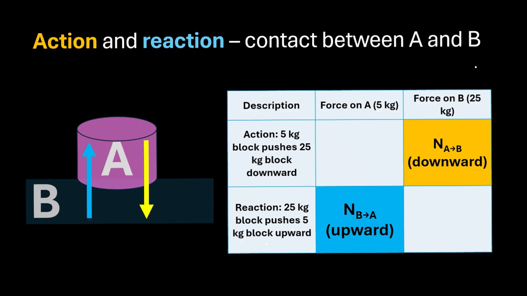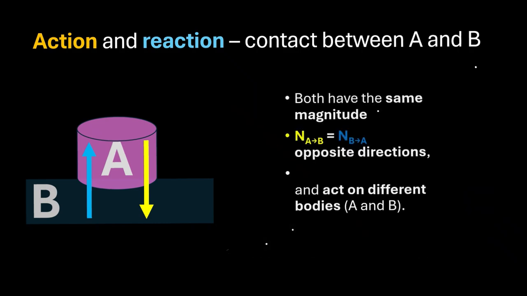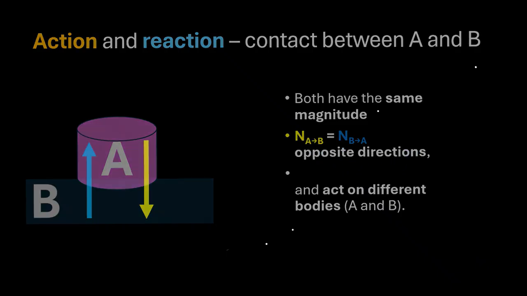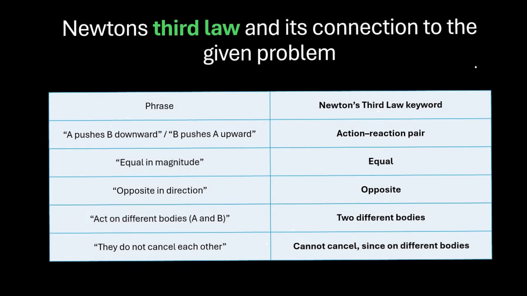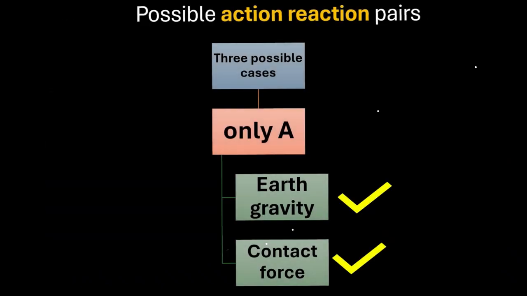Now, as I said, the magnitude would be the same, but they will have opposite directions and they act on different bodies, A and B. Now, again, why is this important? Because this matches with every keyword present in Newton's third law. Action reaction, equal, opposite, acting on two different bodies, cannot cancel. Why can't they cancel? Because they act on two different bodies. Okay. Now, this is about contact force. So we did only A, gravity, and contact force.